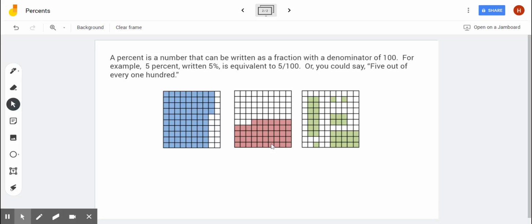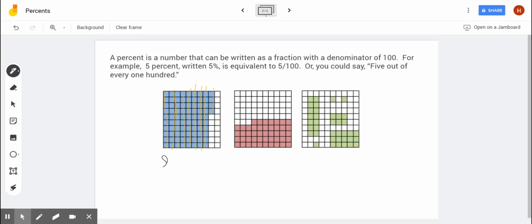Okay, so let's look at these examples down here and see how we can write them as percents. What I would first do is write them as a fraction. So I'm going to count. Here, let's use a pen to help us with this. So I know this is 10, 20, 30, 40, 50, 60, 70, 80, and then 84. So this is 84 out of 100, right? Because this is a hundreds grid.